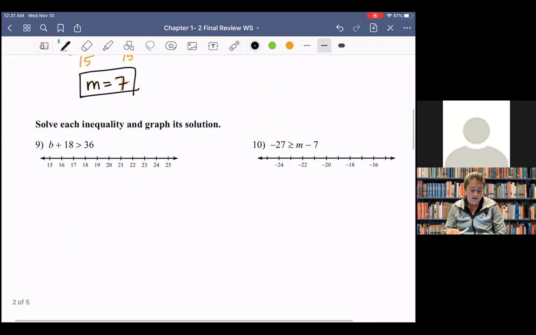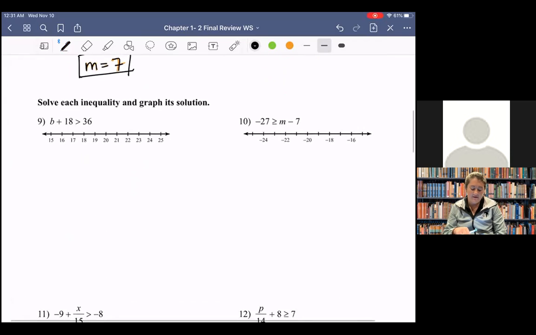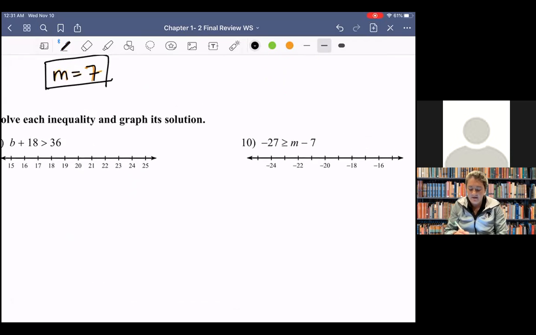All right, let's look at solving inequalities and graphing its solution. So as a reminder, maybe I'll write this down here. This one and this one are less than. I always remember because the less than almost looks like an L. And then when it goes the other way, this is greater than.